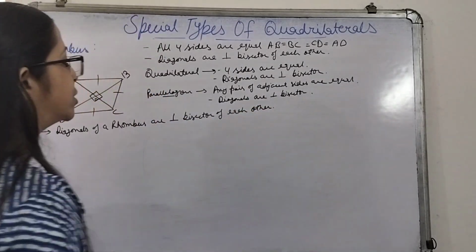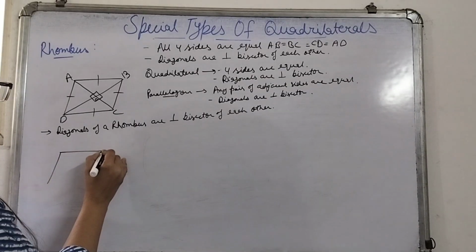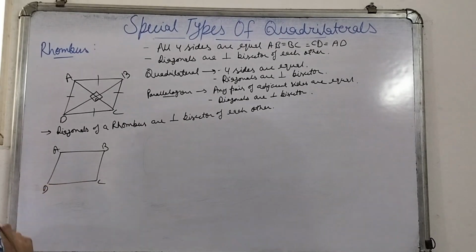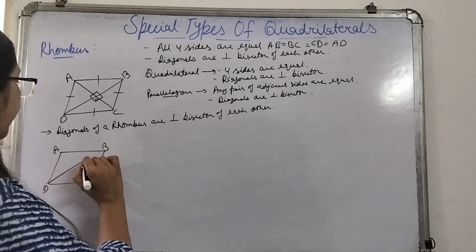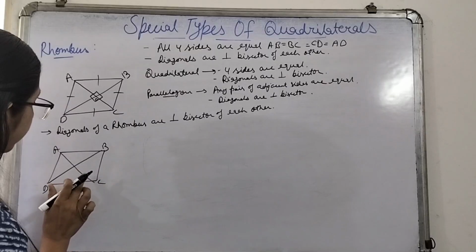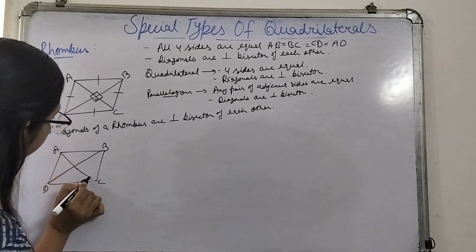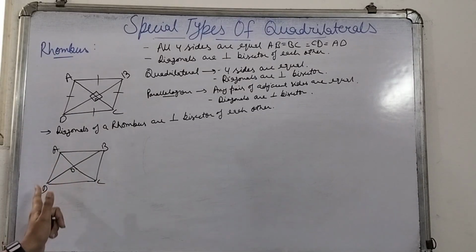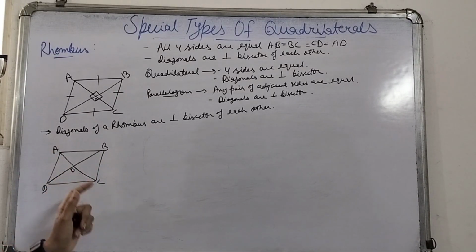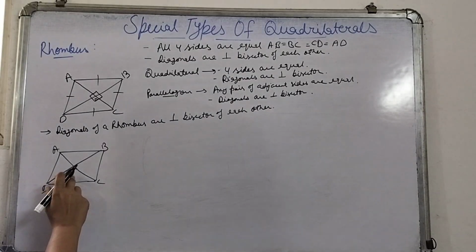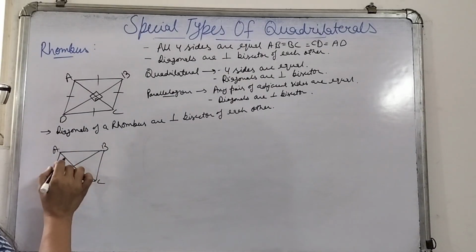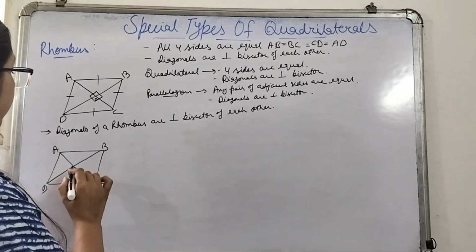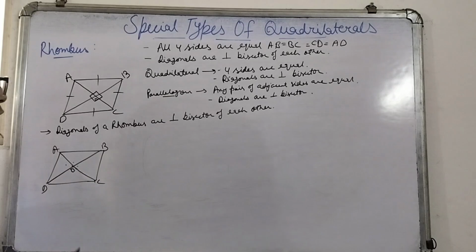So how can we prove this theorem? We have taken a rhombus like this. This is a rhombus ABCD. What we need to prove is that the diagonals are bisecting at 90 degrees. The diagonals AC and BD are bisecting at point O, and we need to prove that OA is equivalent to OC and OB is equivalent to OD. That means they are bisecting, and all these angles are 90 degrees.